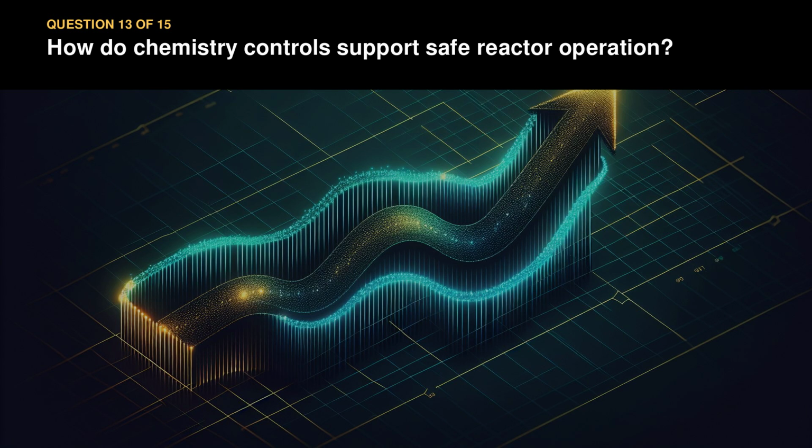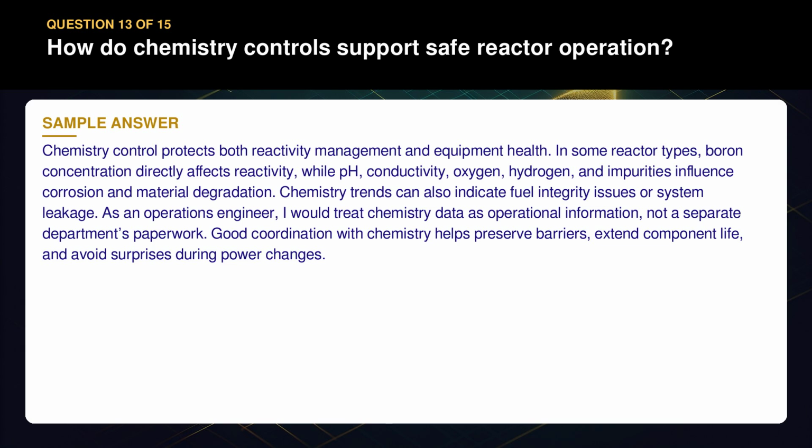Question 13. How do chemistry controls support safe reactor operation? Chemistry control protects both reactivity management and equipment health. In some reactor types, boron concentration directly affects reactivity, while pH, conductivity, oxygen, hydrogen, and impurities influence corrosion and material degradation. Chemistry trends can also indicate fuel integrity issues or system leakage.